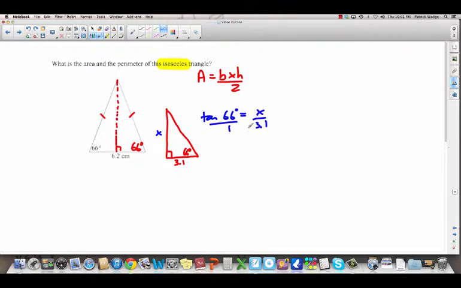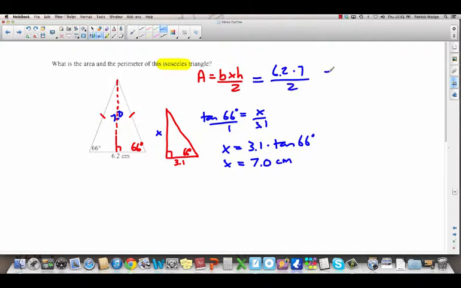Put it over 1. 1 times x is x, and then 3.1 times tan 66. If you multiply 3.1 times tan 66, you will get basically 7.0. So it's 7.0 centimeters. Now remember, what we're trying to find is the area. So the area equals base. Don't take the 3.1. It's the whole base of this triangle, 6.2. Times the height. Well, we just figured out the height. The height is 7.0 from here to here. So 6.2 times 7.0, or just 7, divided by 2. You do that, you'll get 21.7 centimeters. We're talking about area, so it should be centimeters squared.